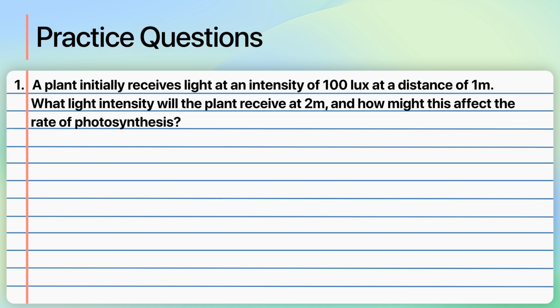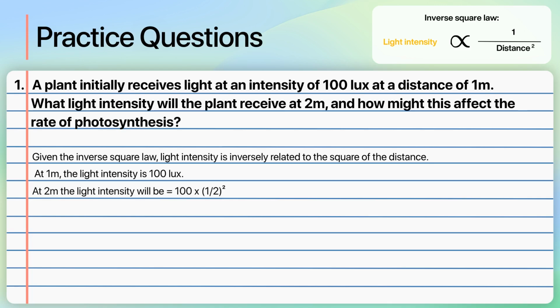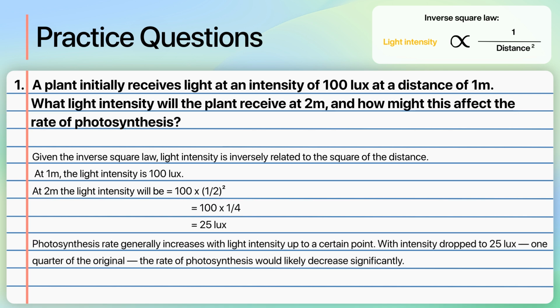Now let's walk through the answer. Firstly, you must identify the relationship. Given the inverse square law, light intensity is inversely related to the square of the distance. Now, starting with initial conditions, at 1 meter, the light intensity is 100 lux. Now we can calculate for the new distance. At 2 meters, the light intensity will be 100 lux multiplied by 1/2 squared, which equals 100 times 1/4, which is 25 lux. Now we can relate this to photosynthesis.